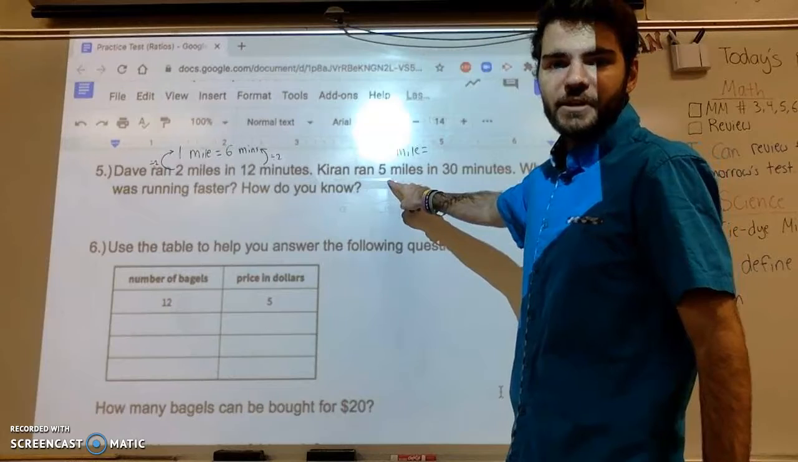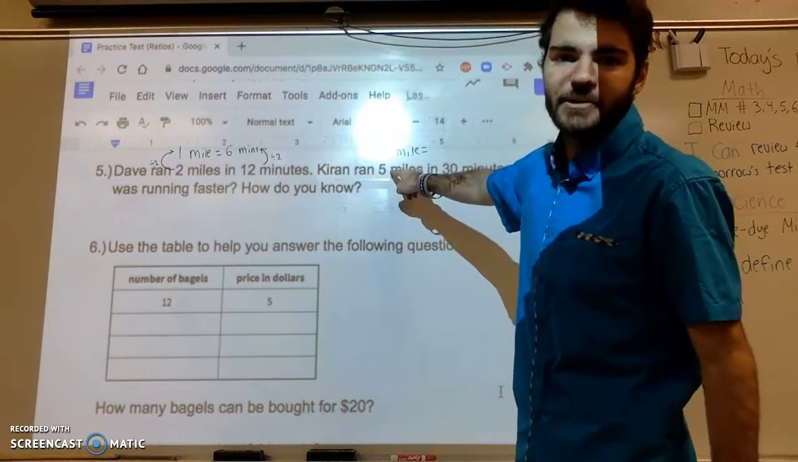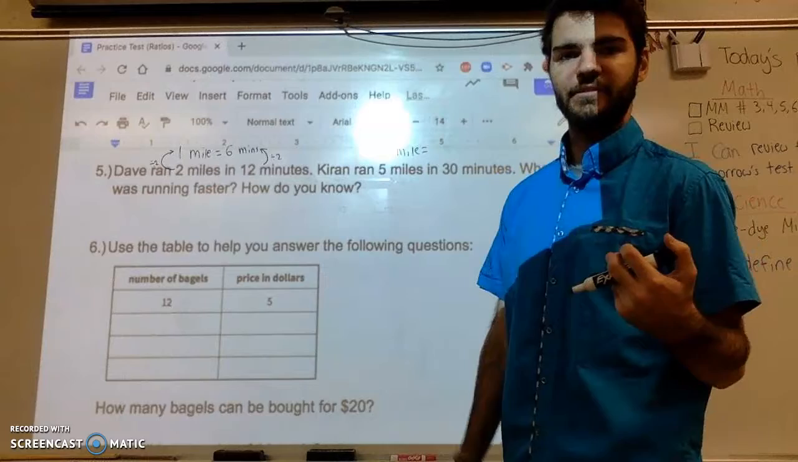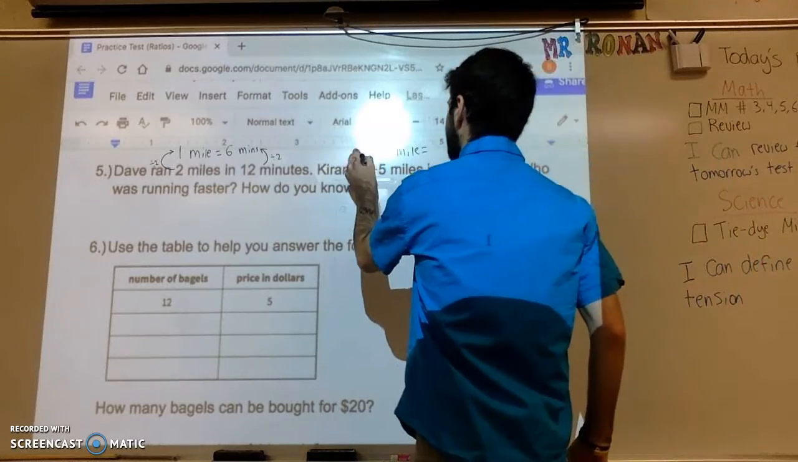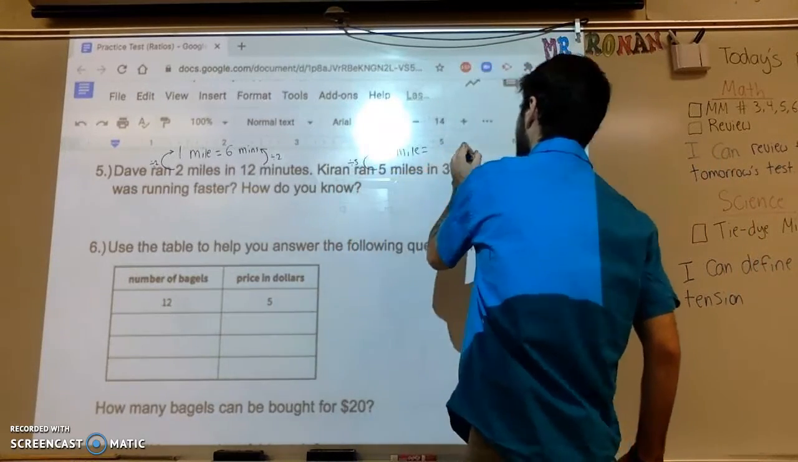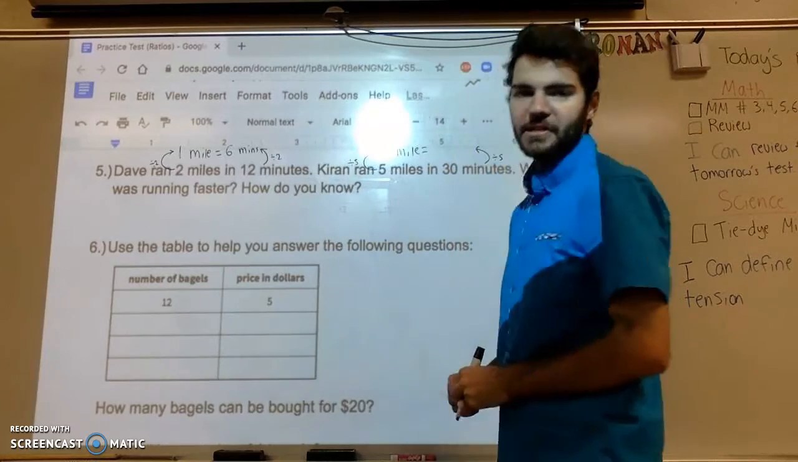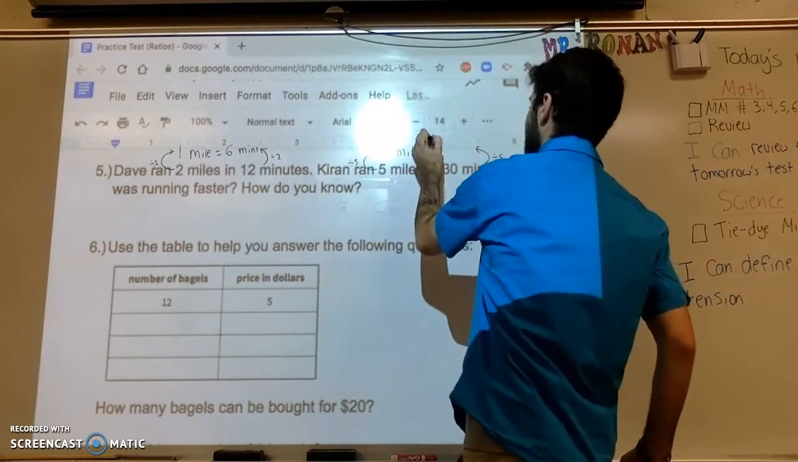Okay, so Kieran started with 5 miles, and now we're up to 1 mile. What did we divide 5 miles by to get to 1 mile? We divided it by 5. So 5 divided by 5 is going to be 1, so I have to divide 30 minutes by 5. 30 divided by 5 is going to be 6 minutes as well.